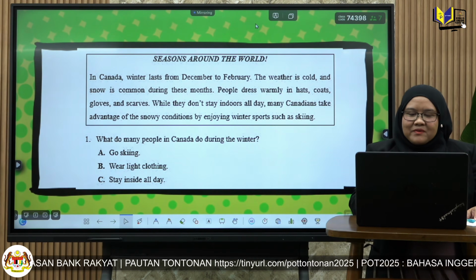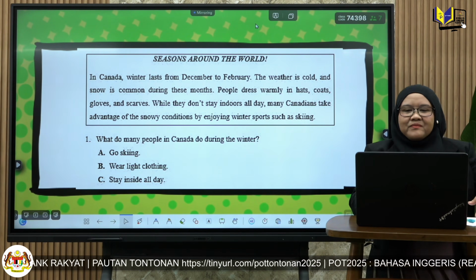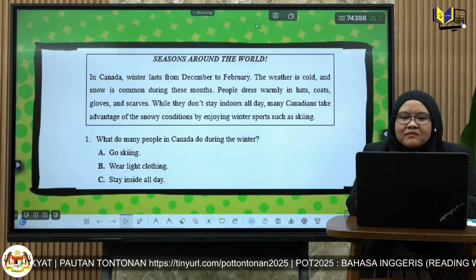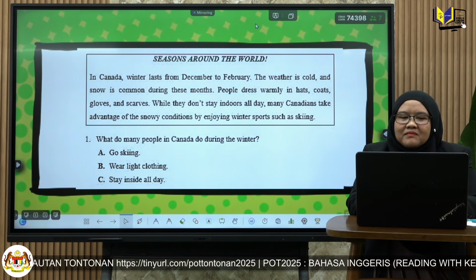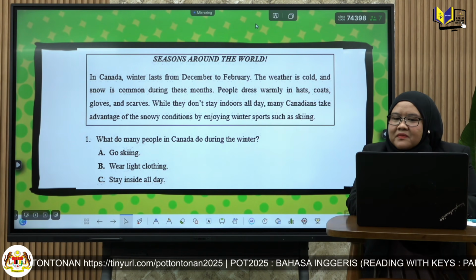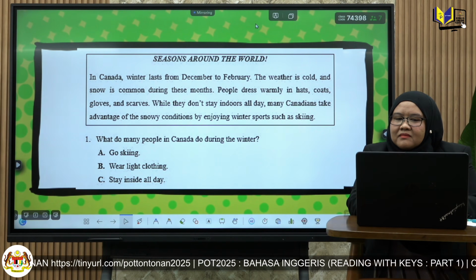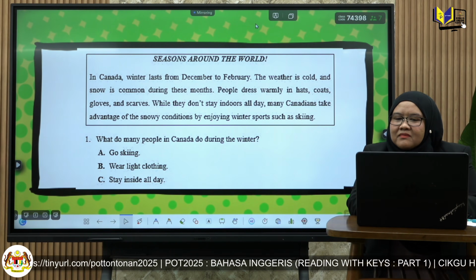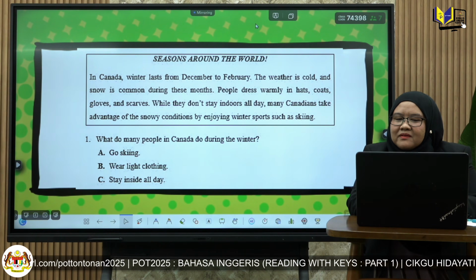Seasons around the world. In Canada, winter lasts from December to February. The winter is cold and snow is common during this month. People dress warmly in hat, coat, glove, and scarf. Why don't they stay indoors all day? Many Canadians take advantage of the snowy condition by enjoying winter sports such as skiing. What do many people in Canada do during the winter?